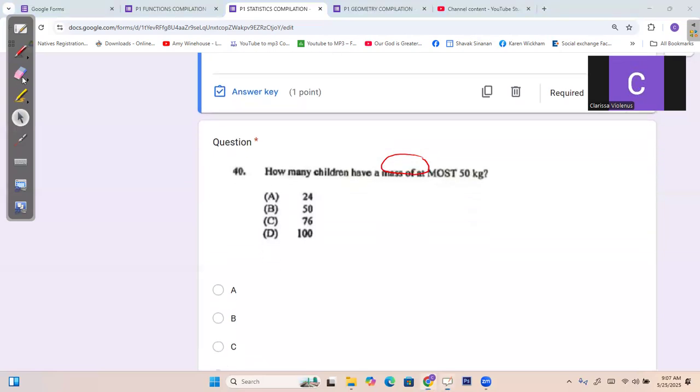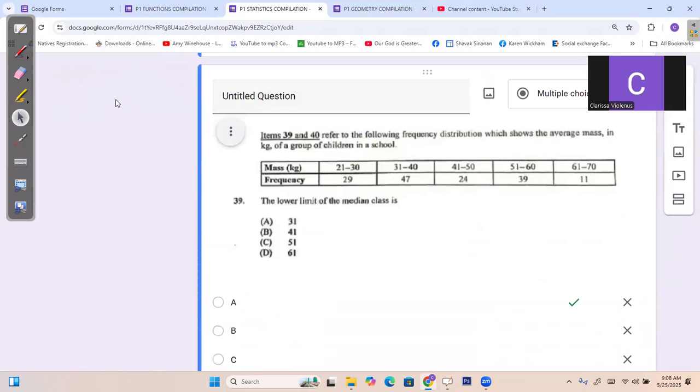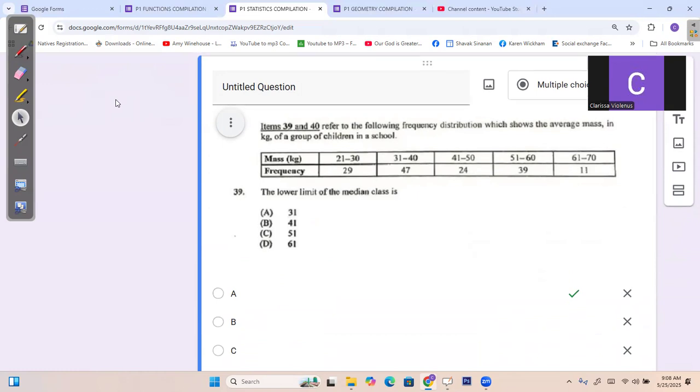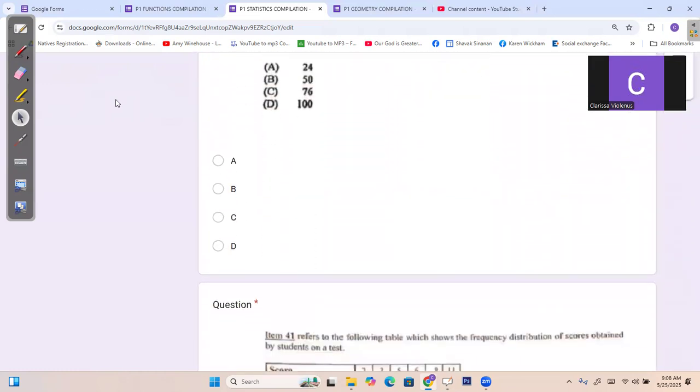How many children have a mass at most 50? At most 50. So 50 is here, which means we have to add up these three. If we add 29 plus 47, like we did before, that's 76, plus the 24, that's 100. So the answer is D.